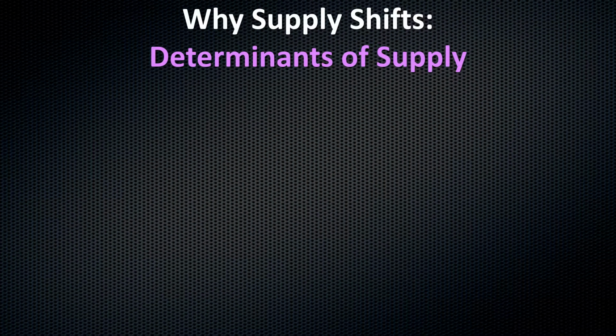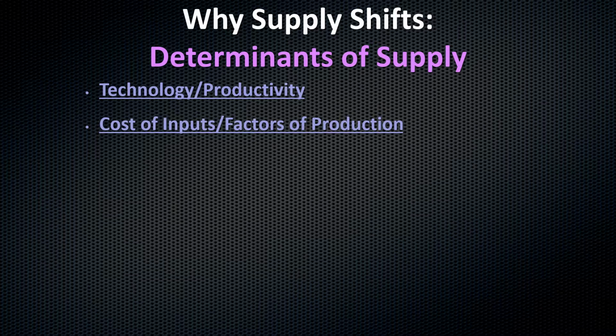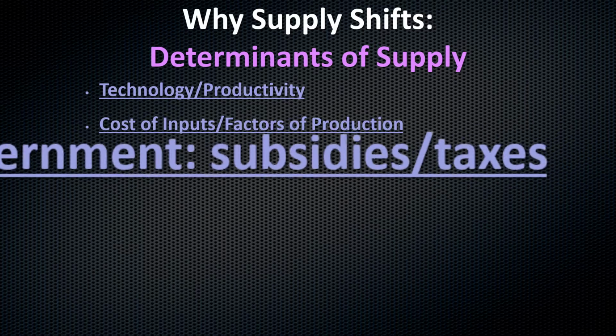All right, shifts in supply, determinants of supply. We sometimes call these things shifters. You have technology and productivity. So is there a change in technology that makes something more productive? Cost of inputs, factors of production. Has the cost of shipping radically gone down? That's a cost of input or a factor of production.